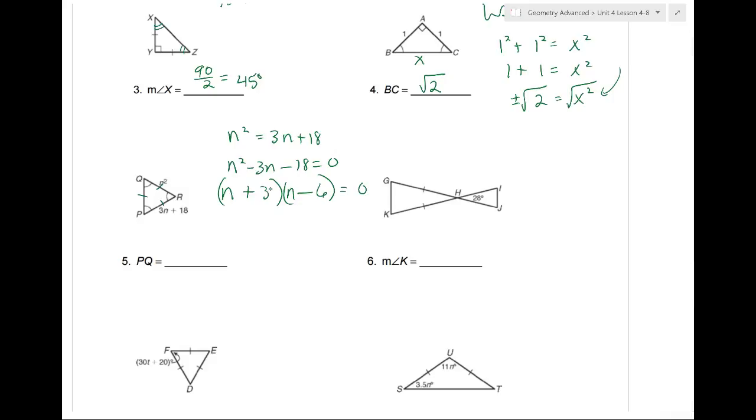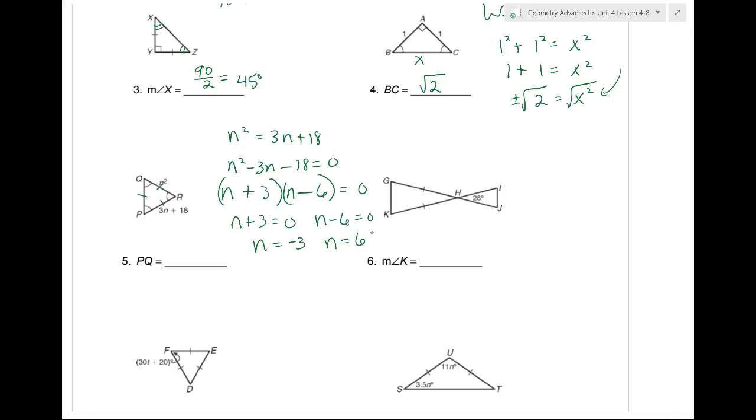We're going to have to go ahead and finish solving, right? You got n plus 3 is equal to 0. I get n minus 6 is equal to 0. I get n is equal to negative 3, or n is going to equal a positive 6. When you have two answers like this, context of the problem requires us to check to see if they both could work.